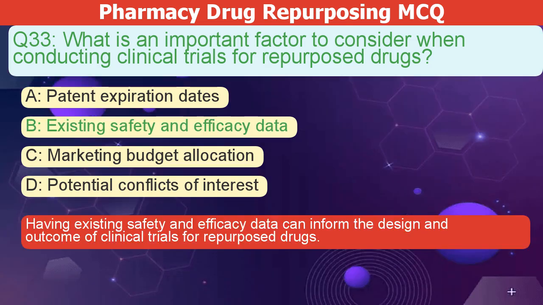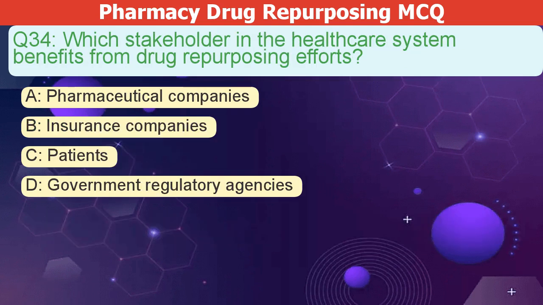The correct answer is B. Having existing safety and efficacy data can inform the design and outcome of clinical trials for repurposed drugs. Which stakeholder in the healthcare system benefits from drug repurposing efforts? A. Pharmaceutical companies. B. Insurance companies. C. Patients. D. Government regulatory agencies.